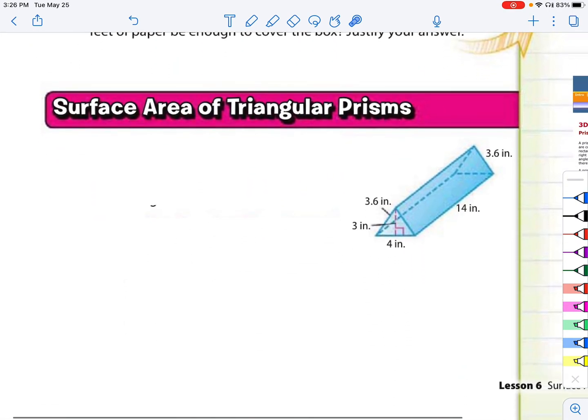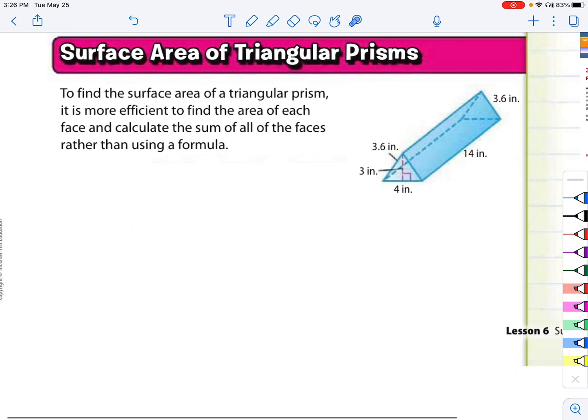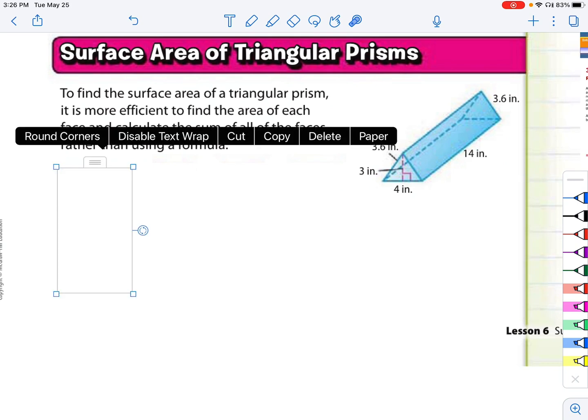Example number 2. Let's find the area of a triangular prism. To find the surface area of a triangular prism, it is more efficient to find the area of each face and calculate the sum of all the faces rather than using a formula. So in a triangular prism, we don't have a set formula.